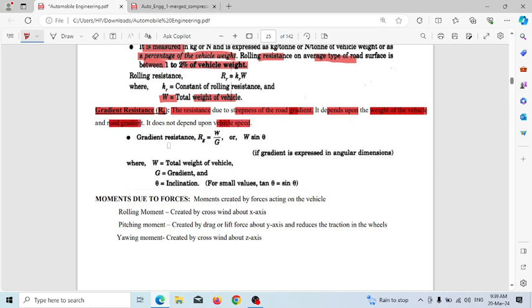So gradient resistance Rg is equal to W divided by G, where W is the total weight of the vehicle and G is the gradient. This can also be written as Rg equals W sin theta if the gradient is expressed in angular dimension. So theta is the inclination. For a small value of theta, tan theta is equal to sin theta. That means we can also write W tan theta in place of Rg.